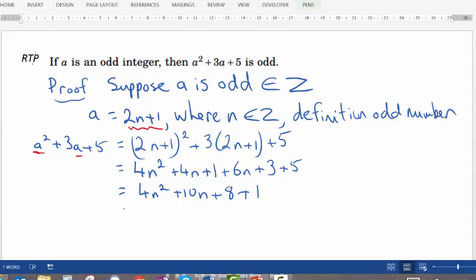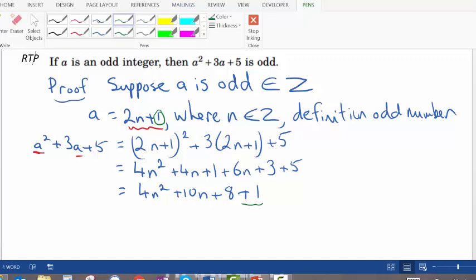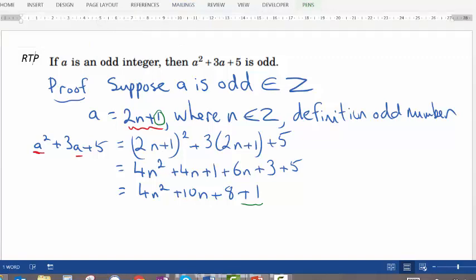Now what we do is we leave the 1 outside. You may have seen this already, because the form up here has a 1. You might be starting to get used to this. We need a 2 outside of something, so let's take a factor of 2 outside of 2n squared plus 5n plus 4, and we have the plus 1 still.